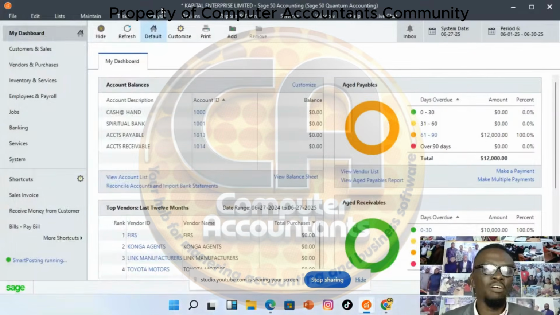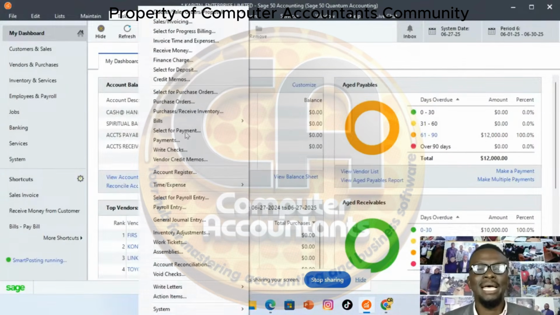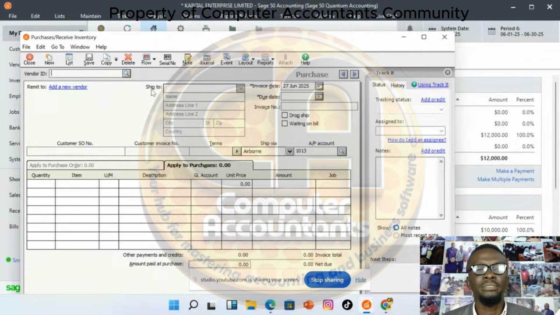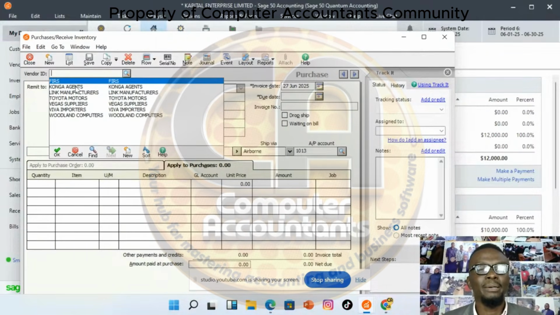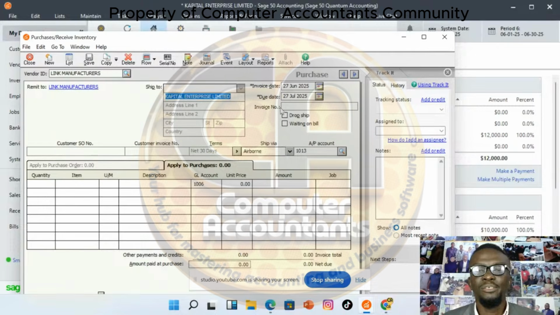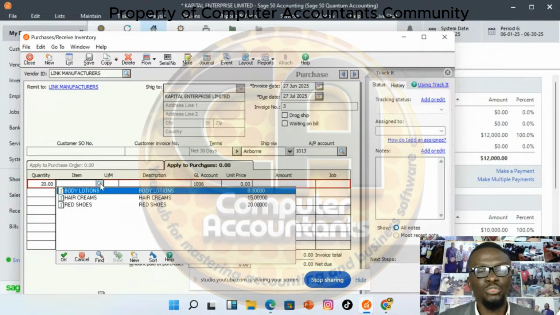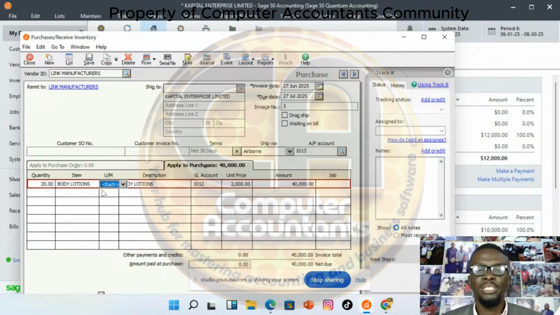Okay, for this last question of part payment purchase, you go back to tasks and select purchases/receive inventory. Call up Link Manufacturers, they are here. So the third invoice. Now the question says we ordered 20, right? So I will acknowledge that 20 body lotions. This is it. That 20 body lotion is worth 40,000.